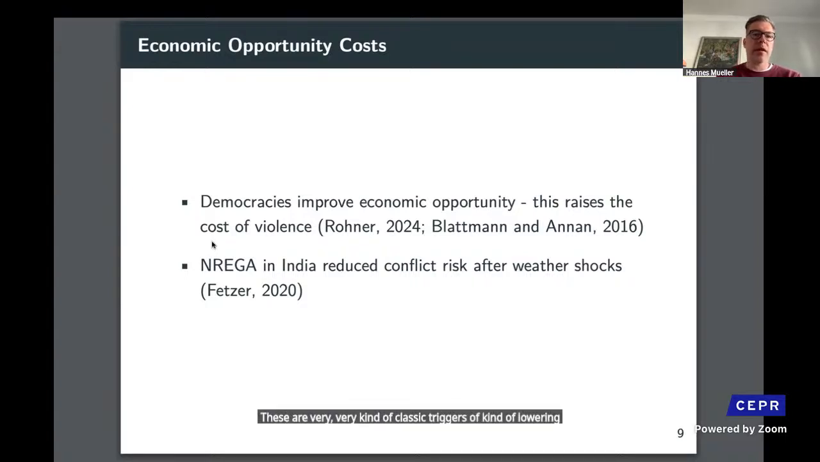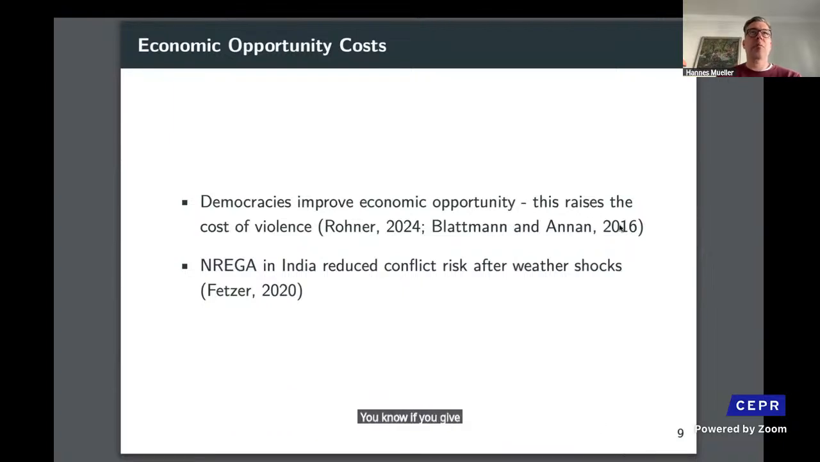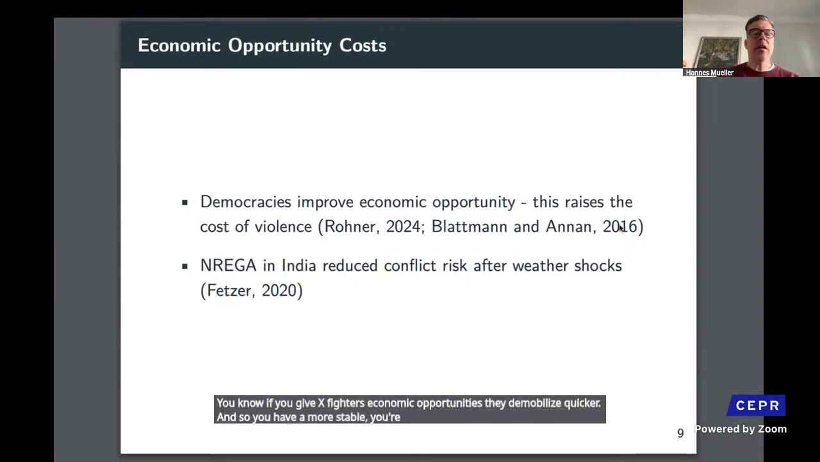And there has been an RCT in Liberia that has been run by Blattman and Annan, and has come out in, I think it's AGPS in 2016, that shows, if you give ex-fighters economic opportunities, they demobilize quicker, and so you're generating a more stable environment. Dominic Rohner in 2024 wrote an overview article of several strategies by which you can fight conflict, and the opportunity cost channel here is discussed in a lot of detail.